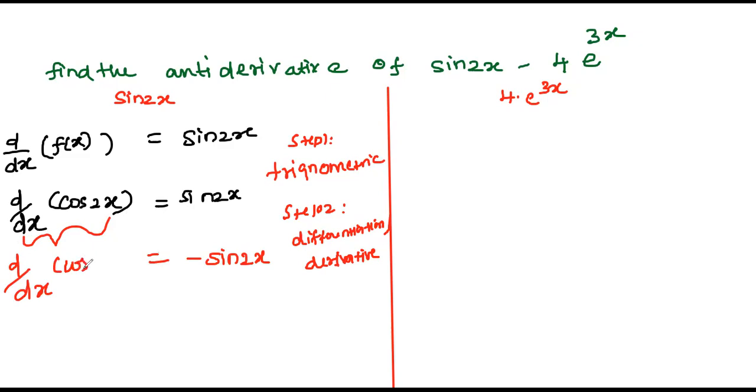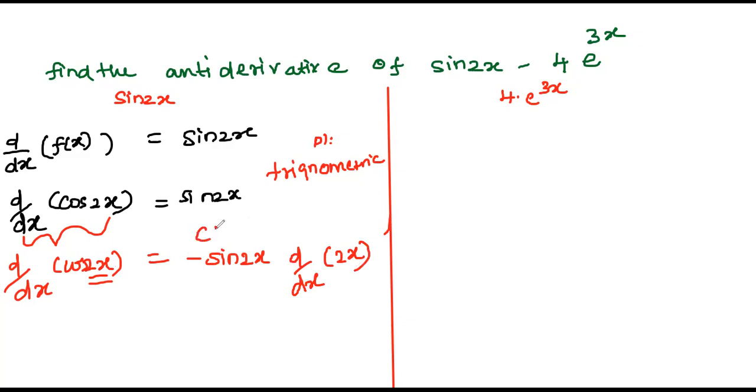Differentiation of cos 2x will give you the result as minus sine 2x. And also, you have to use the chain rule, because here the variable is being multiplied by 2. The theta is doubled here, right? So you have to differentiate the 2x also. I'm using the chain rule here. So this will be minus sine 2x times 2, which is minus 2 sine 2x.